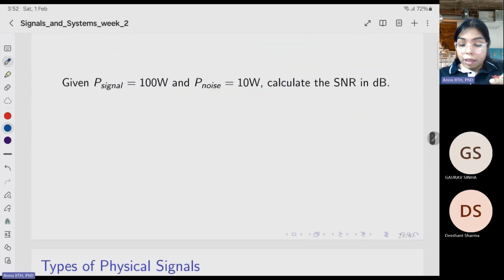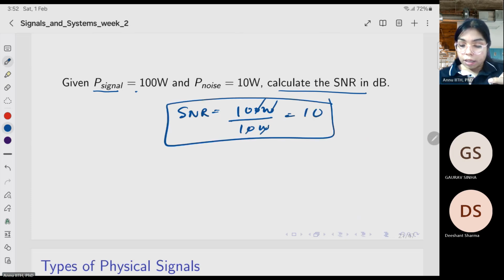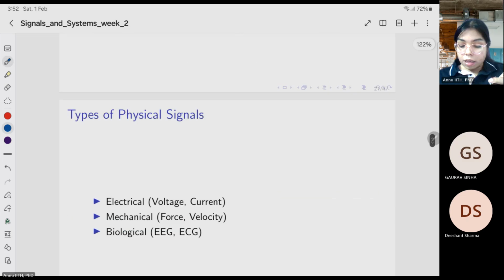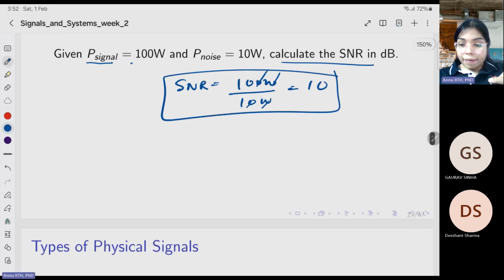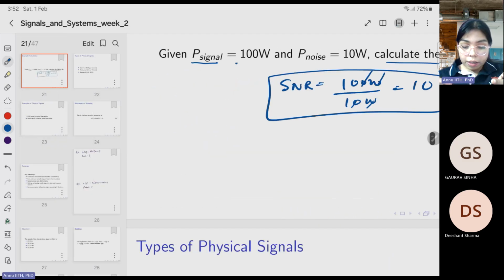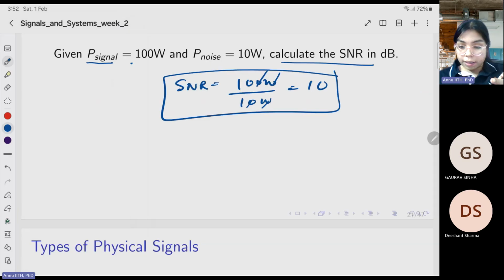Okay. Now, for example, this is P signal, this is P noise, calculate SNR. So SNR is nothing but 100 watt divided by 10 watt, which is 10. Okay, I will take some questions on periodic and non-periodic signals later.